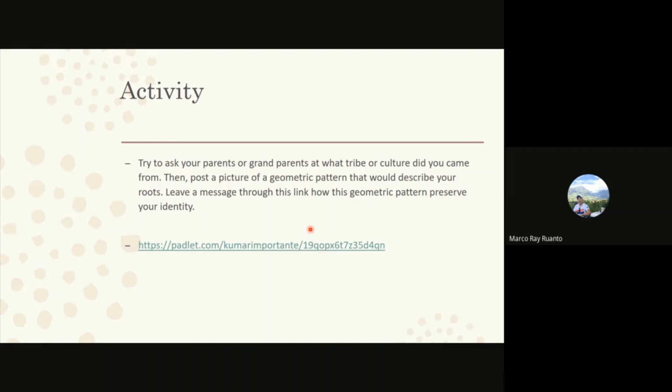It is not necessary that you belong to IPs. I know some of us here came from urban areas, from the city, but even in Cagayan de Oro there is culture that still exists. So it is not necessary that you came from IPs, but if you know your roots, that is much better. Okay, I'll send you the link in our chat box.